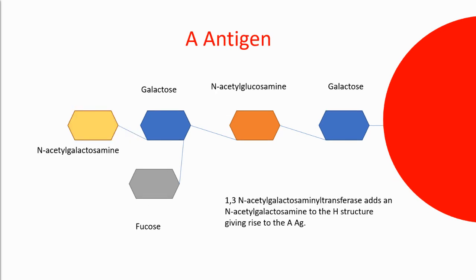The A antigen is made by modifying the H substance. This is achieved through the expression of the A gene. The product of the A gene is 1,3-N-acetylgalactosamine transferase, which adds N-acetylgalactosamine to the terminal galactose.